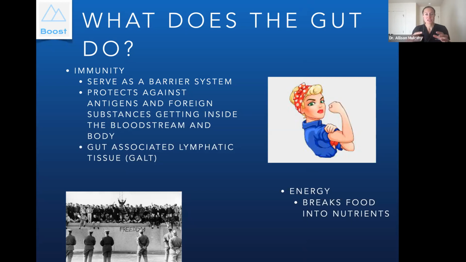So the gut serves an important function for immunity. It serves as a barrier system. So, back to that ball with the core that's kind of on the outside, it helps to prevent the things that we're eating from going inside to the inside of our body. It also protects against antigens and other substances that can get into the blood.